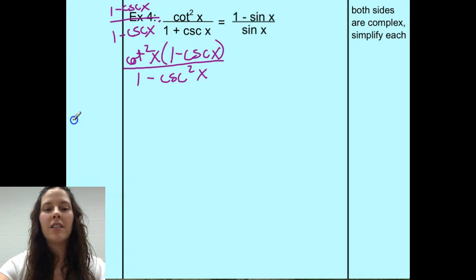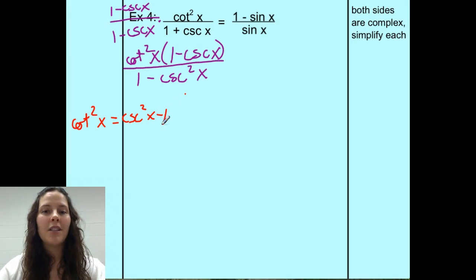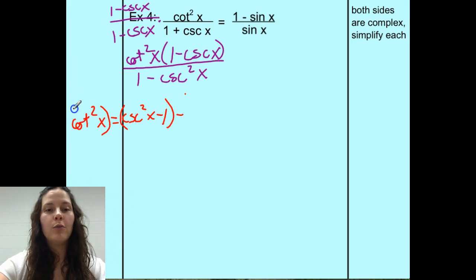Now in the denominator, we have a Pythagorean identity, but it's one we haven't worked with a whole lot. So I'm going to write this down off to the left. It's cotangent squared equals cosecant squared minus 1. Now what I want you to notice is that it's in the opposite order from what we have in our equation, the 1 minus cosecant squared. So if I multiply this by negative 1, golden rule, I have to multiply both sides by negative 1.